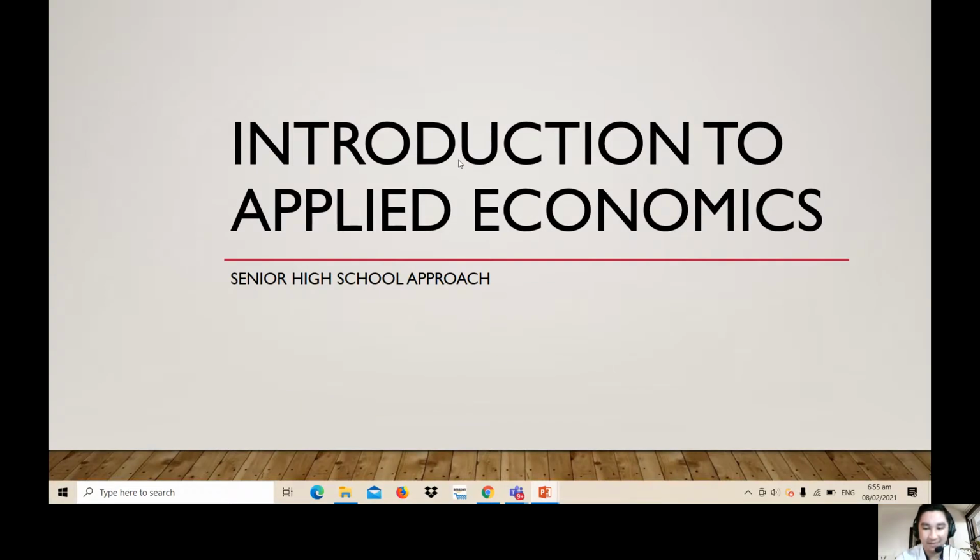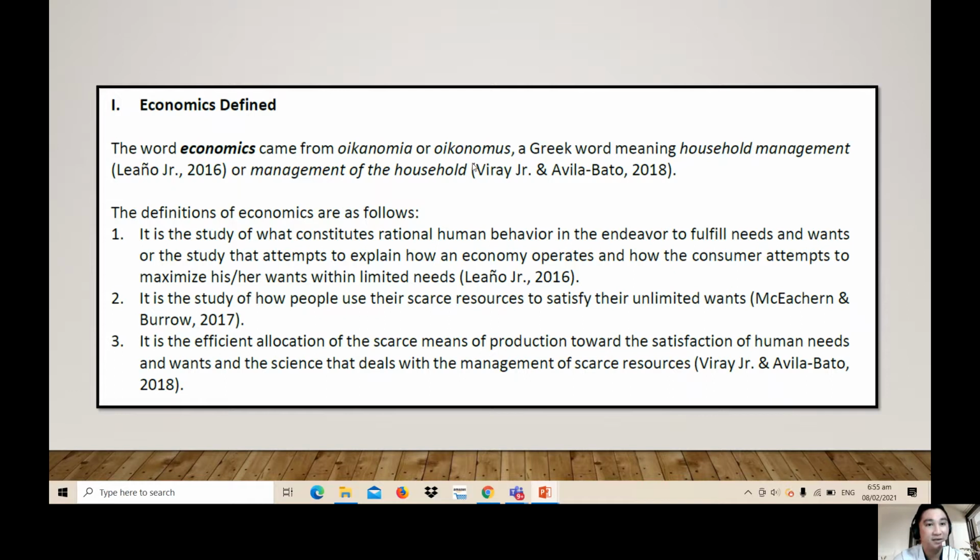Okay, so introduction to economics. We'll begin first by defining what is economics. The word economics comes from oikonomia or oikonomos. This is a Greek word meaning household management, or management of the household. So that's really the basic meaning of economics, household management.